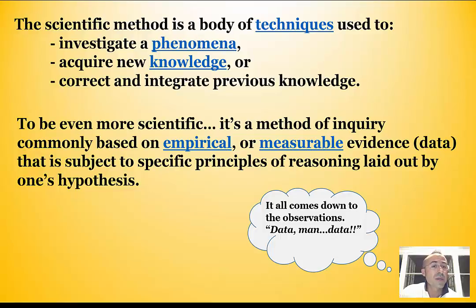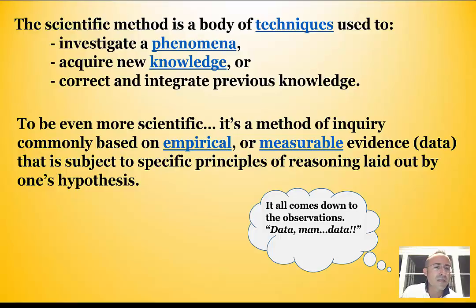Okay, so this is going to be a couple uses for this scientific method. Well, if you want to be more scientific about it, it's a method of inquiry based on empirical or measurable evidence. This measurable evidence is really your data that is gotten from the 5 senses. Okay, and this data is subject to the specific principles of reasoning that are laid out in your hypothesis or hypotheses, depending on how many you have. Okay, so when it comes down to it, guys, it's really about the observations, and from those observations, data, man, it's about the data.